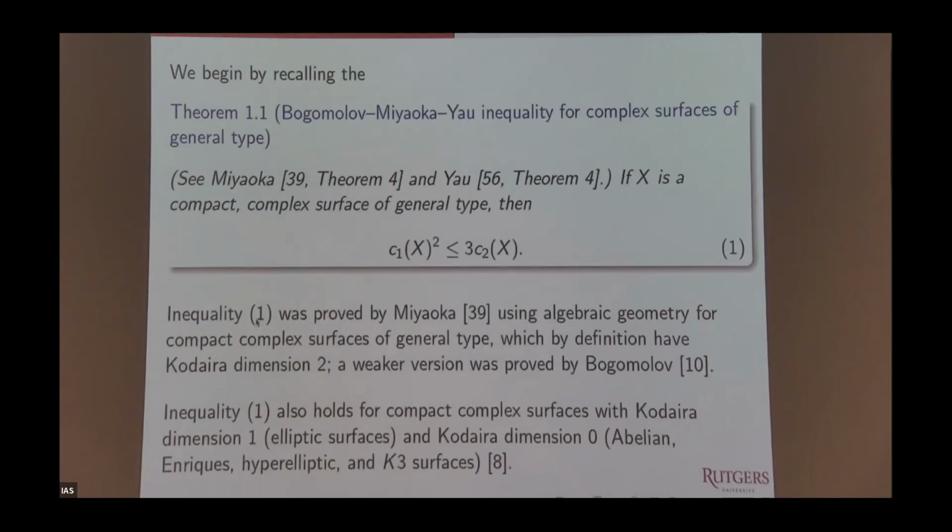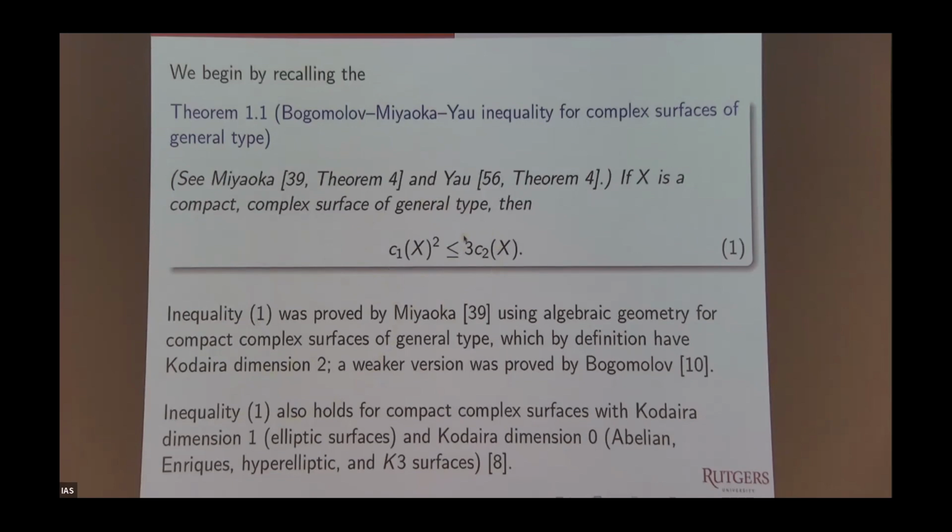All right, so let me talk about the motivating conjecture to begin with. This is a result that's due to Miyaoka and Yau independently around about the same time, '77, '78, something like that. Miyaoka's proof is entirely using algebraic geometry. Yau uses PDE methods to get the result. And the result is very concise.